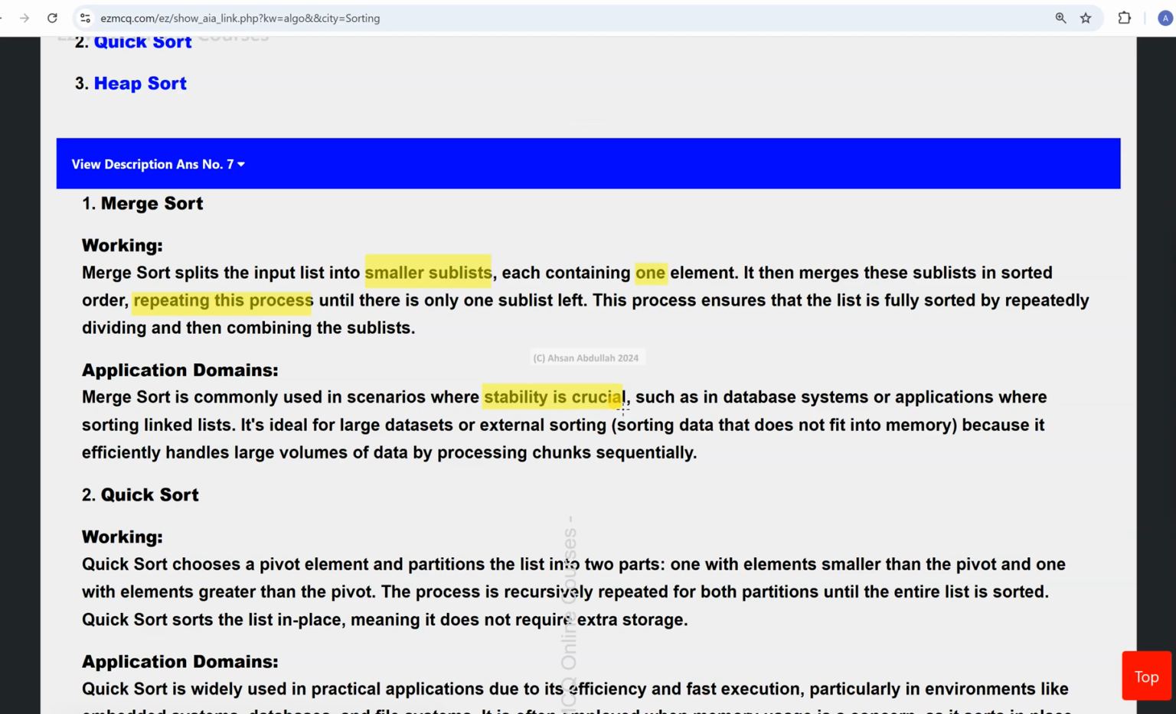So this is a stable sort. And what are the application domains? Such as database systems, or applications where sorting linked lists, where stability is important. And of course, external sorting of data sets. Why external sorting? Because the data set is so large that it does not fit into the main memory of the machine. Therefore, to handle such large data sets, the sorting has to be done in the form of chunks, and that has to be done sequentially. But by virtue of the merging property, this sequential merging, which goes outside the memory and then comes inside the memory, works. That is the beauty of this approach.